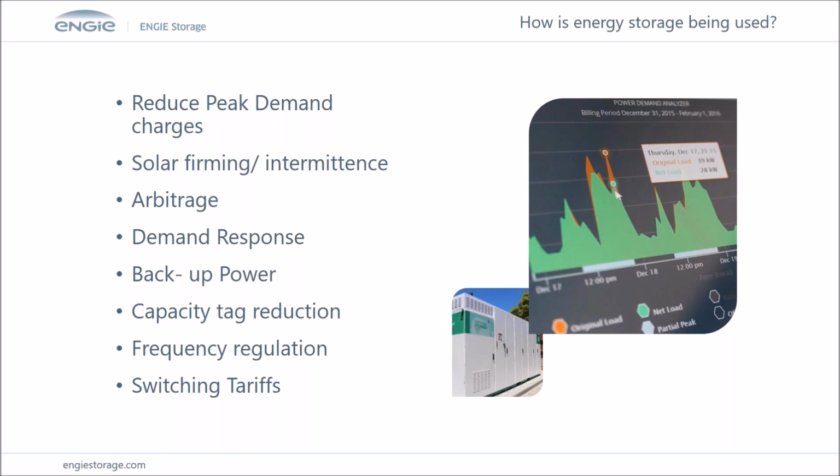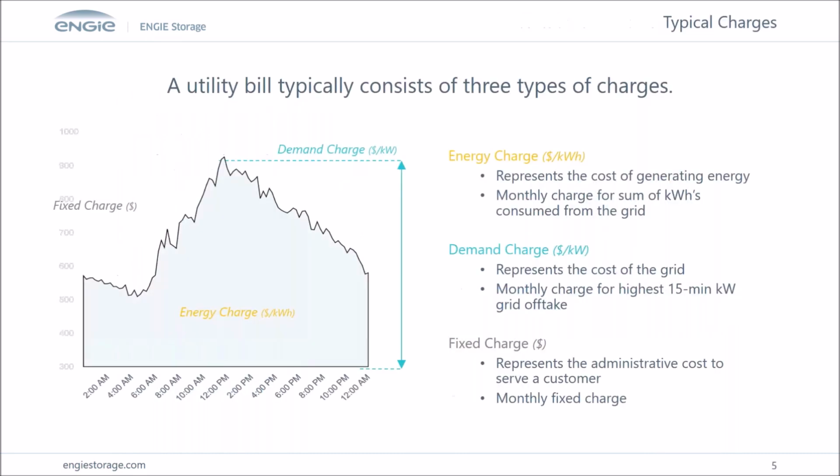I'm going to keep moving along here. And I think Seth covered a lot of this, but just to quickly go over, there's really the 3 components that he mentioned about the bill: the energy charges, which is really the kilowatt hours, the demand charges, and the fixed charges. Energy storage can really impact 2 of the 3, unless you're switching tariffs, which we can then impact the fixed charge.